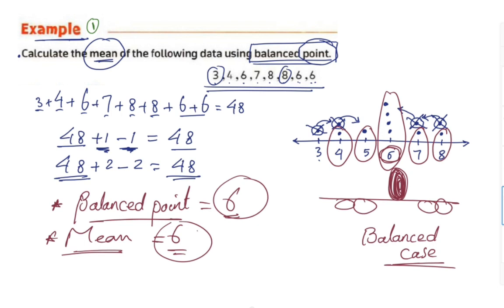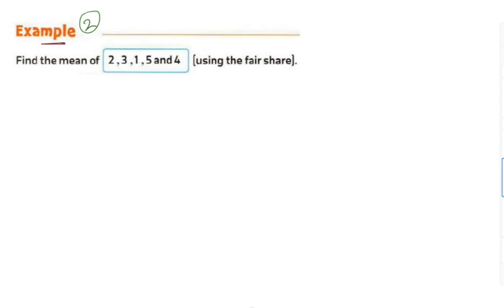Let's go to the second way to find the mean, and it's called what? It's called fair share. Let's go. Now we have example number 2. Example number 2 asks us to find the mean for 2, 3, 1, 5, and 4 using fair share. It's the second way to find the mean. Now I have these 5 values.